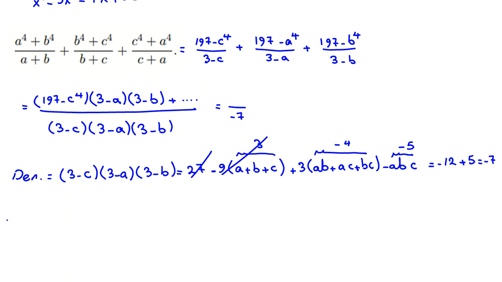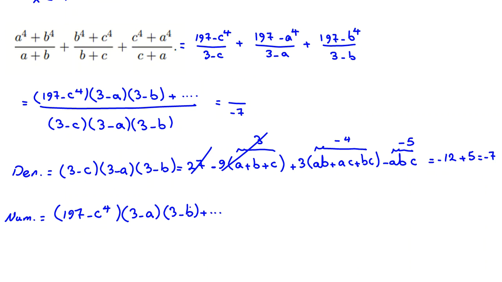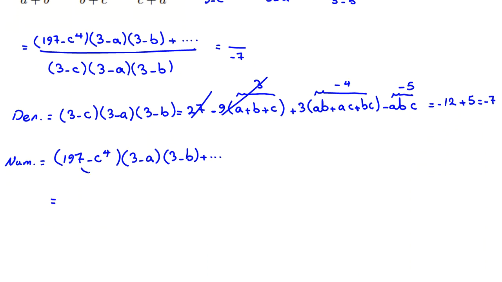Now let's focus on finding the numerator. For the numerator, we say 197 minus the fourth power times 3 minus the other two factors, plus also other terms. So when we take 197 times 3 times 3, we have this in the other two terms as well.